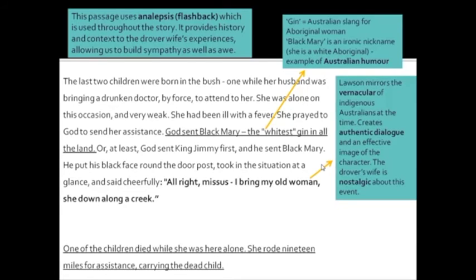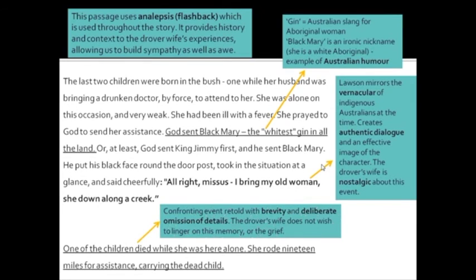So we have one of the children died while she was here alone. She rode 19 miles for assistance carrying the dead child. So there is a tonal shift here. It's quite confronting. It's told with very little detail and it's not embellished. The reason for this is we genuinely don't like to linger on unpleasant details, and the drover's wife is no different. She doesn't want to keep thinking about the grief and how horrific it would have been for her. The word brevity simply means briefness. It's just some meta language for you to use, perhaps in an essay response.